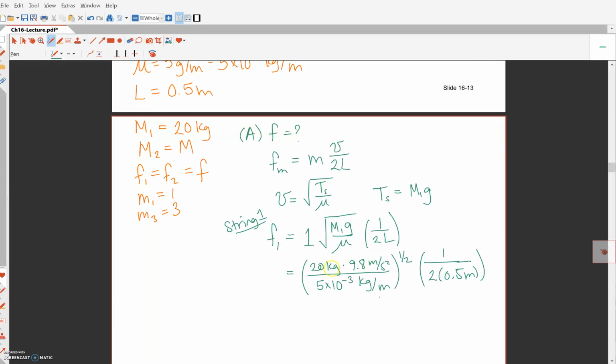Now, I can take a look at the units. Kilograms cancel. I get meters squared over seconds squared, to the 1/2 becomes meters per second. The meters cancel, and I'm left with inverse seconds, which is a hertz. And if you plug this into your calculator, you should get 198 hertz, or at least that's what I got for the driving frequency. Good.